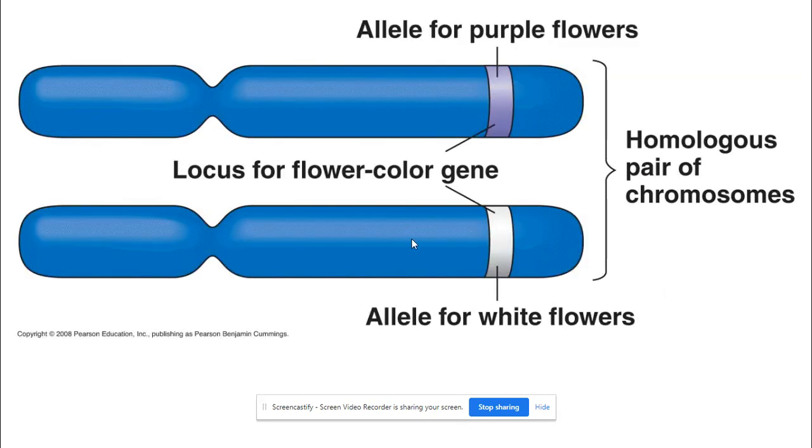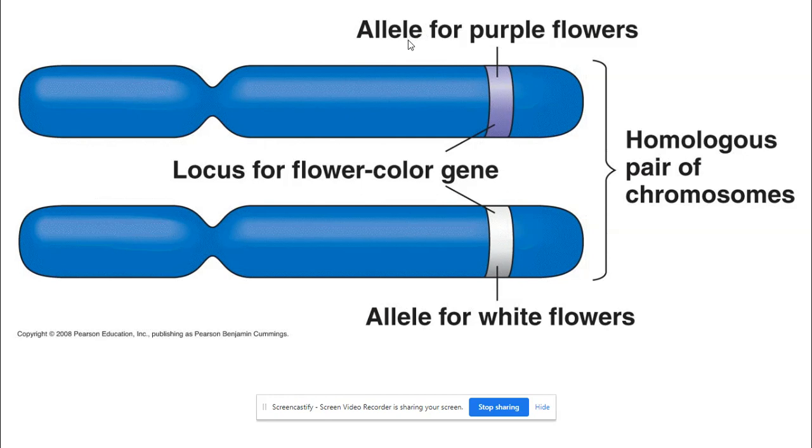So here is an image. So here's your 1 chromosome. And let's say this one is from the female and this one is from the male. Okay, so this would have been in the egg, this would have been in the sperm. But on each of those chromosomes, there is a region, a gene, we call it a locus. So it's the location for that gene for flower color. This chromosome has the allele, the version for purple flowers. This one has the version for white flowers.